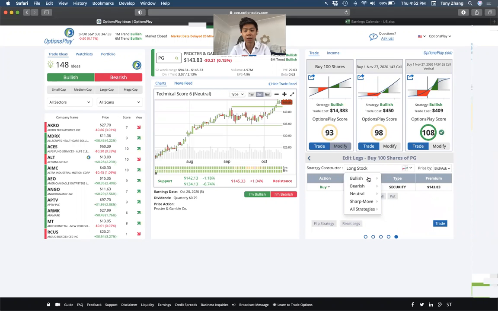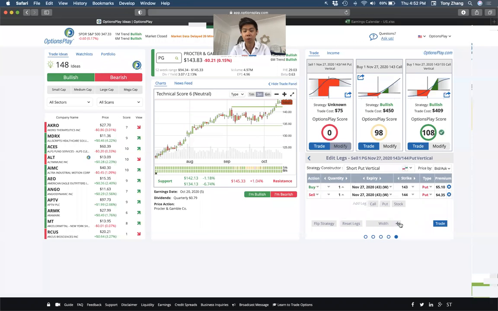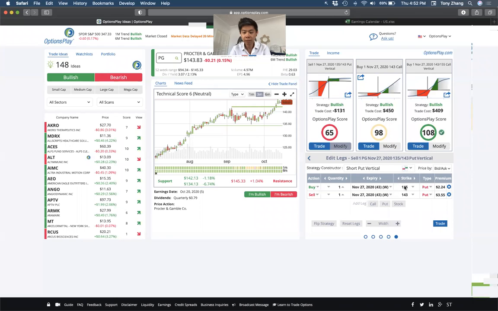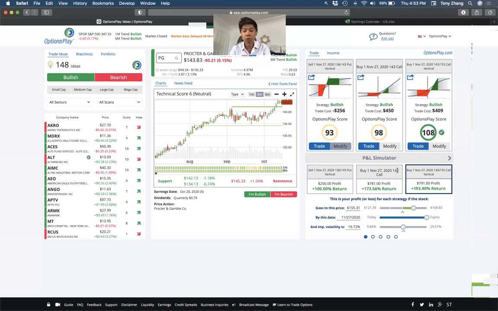So what I'm going to do is take a look at selling some option premium going into the earnings announcement here. Let's say I choose something like a 143, 136 put spread here, selling a credit spread versus buying a call or buying a call spread. And I'm going to use the P&L simulator to simulate how this earnings play might work out here. So Procter & Gamble reports earnings here on October 20th.